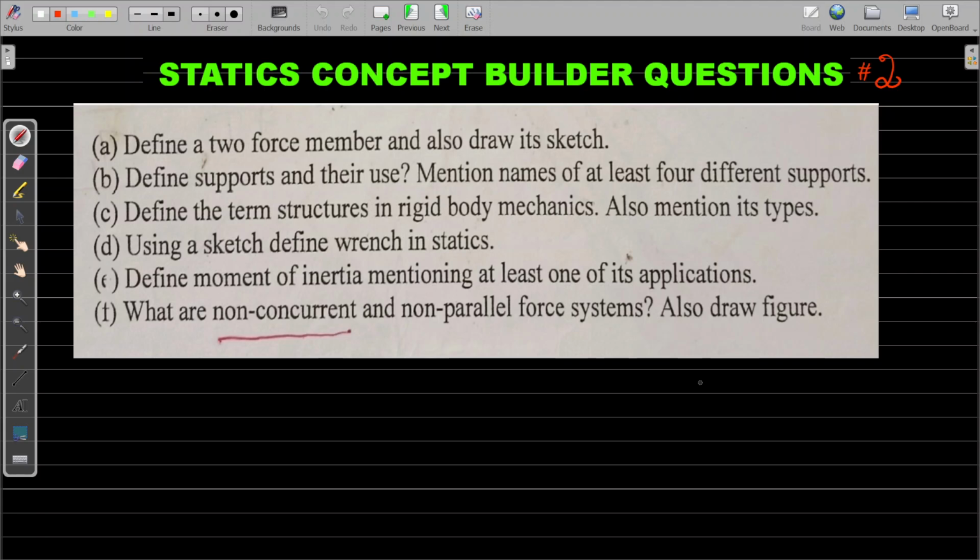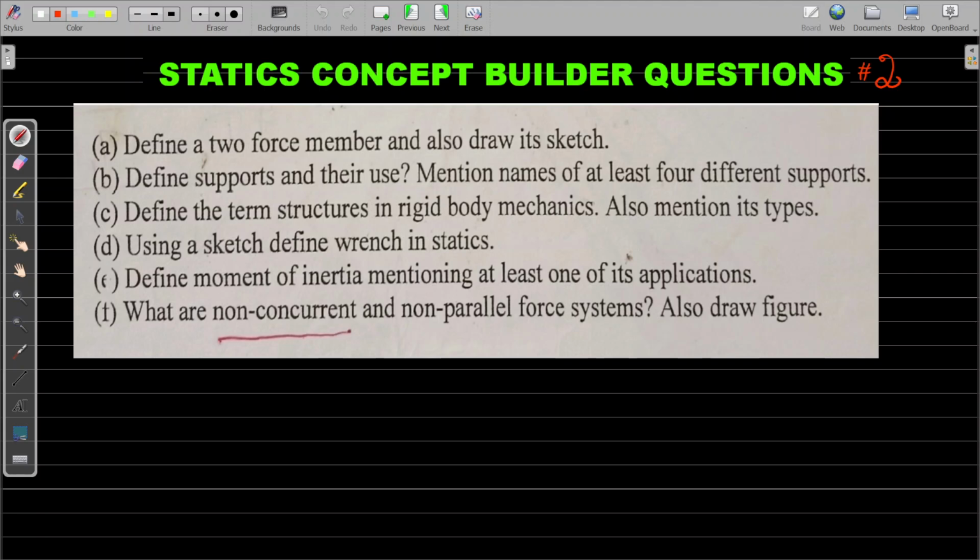Thank you. All right, so today we are going to continue our new series for the statics concept builder questions, and this is part number 2. The questions at hand today are A, B, C, D, E, F, six different types of questions. These questions are related to different chapters.